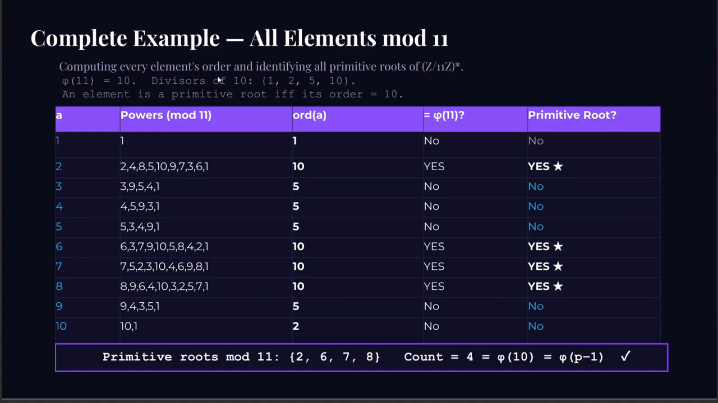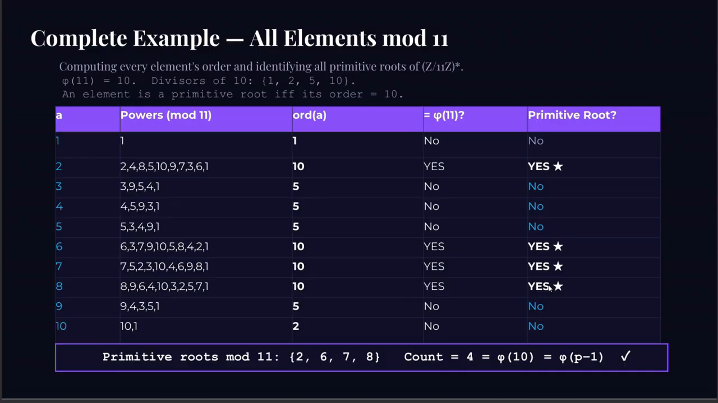Let's bring together everything we learned. We look at the complete example of all elements modulo 11. Step 1, we find phi of 11, which is 10. So the possible orders are 1, 2, 5 and 10, which are the factors of 10. Step 2, check every element; a primitive root exists for those whose order equals 10. So in the result, 2, 6, 7 and 8 have order 10. So these are primitive roots.